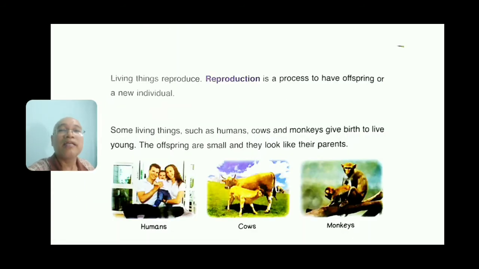Okay? Now, we need to understand that living things reproduce. Reproduction is a process to have offspring. It means children or a new individual. Some living things, such as humans, like you and me, cows and monkeys, give birth to live young. So the offspring are small and they look like their parents.